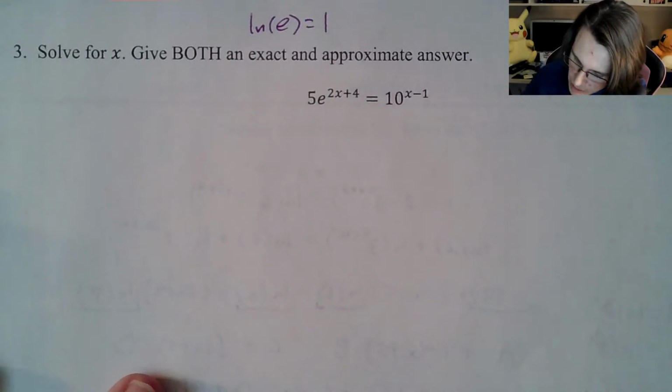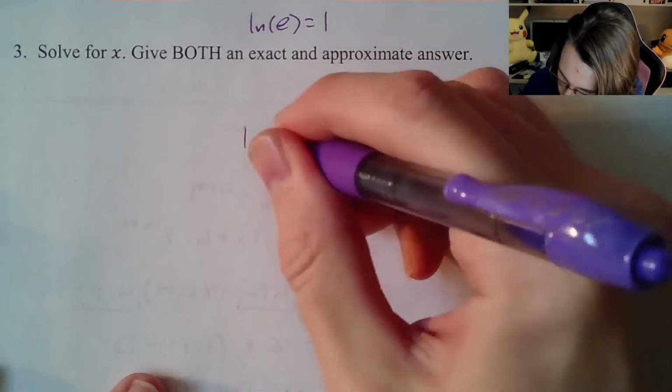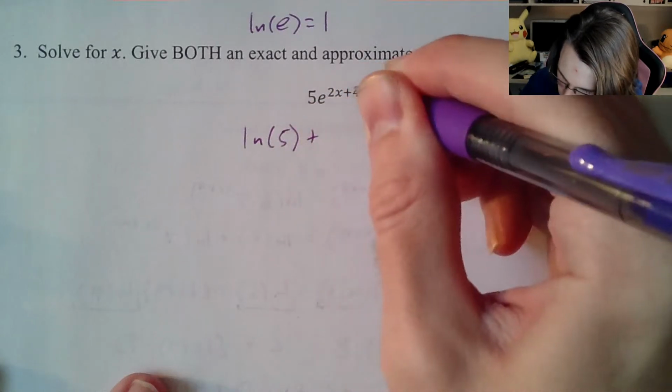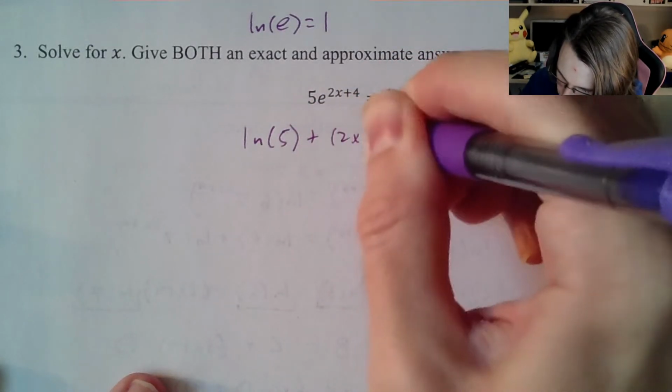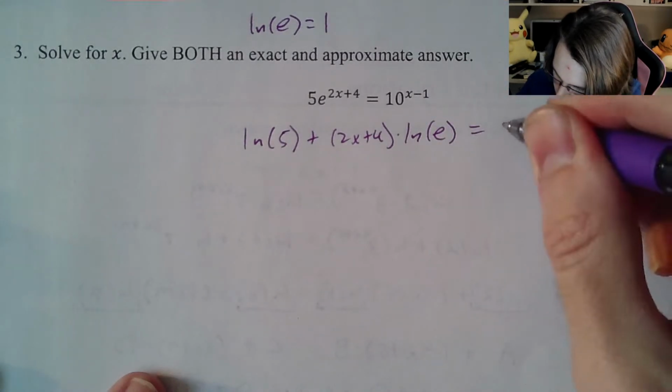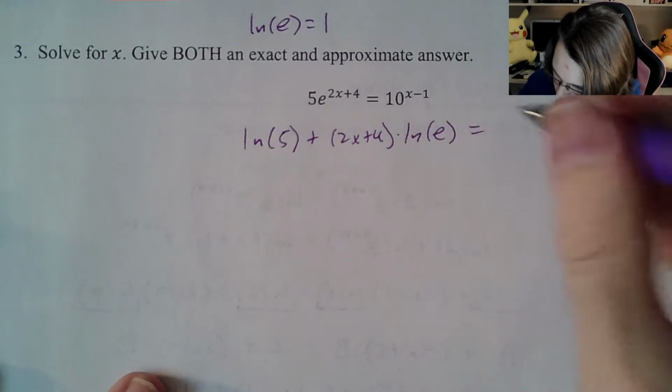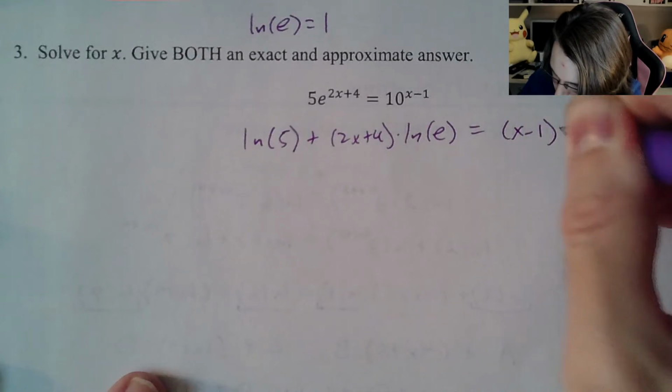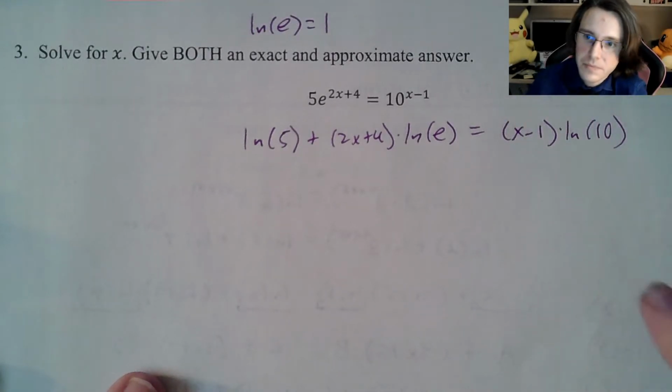But just like the previous problem, I'm going to jump steps. So we're going to write ln of 5 and then plus, and we know that exponent is coming down in front, 2x plus 4 times the ln of E. Like I said before, that's going to be 1. Times, and now I don't have any number in front of this, so it's just going to be x minus 1 times the ln of 10.